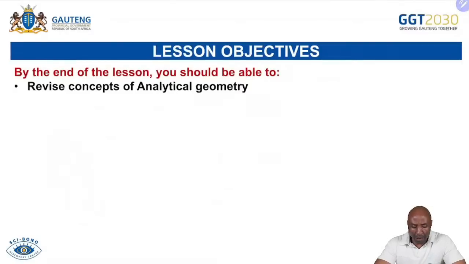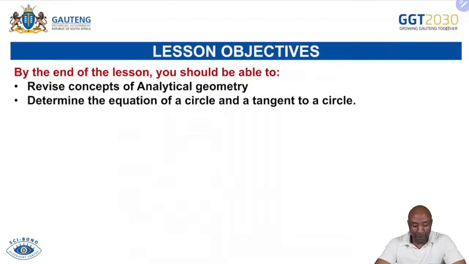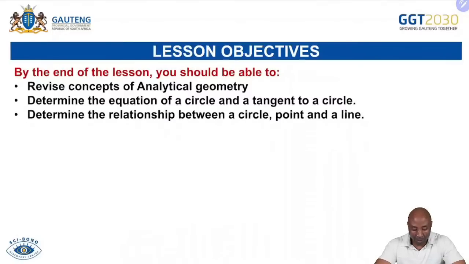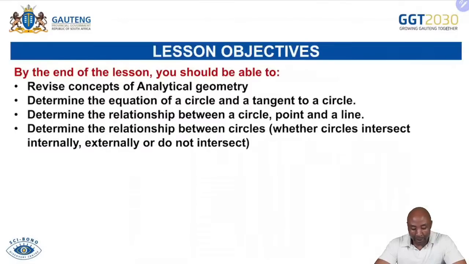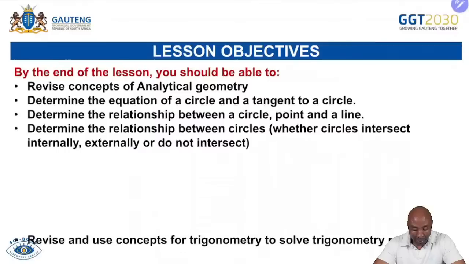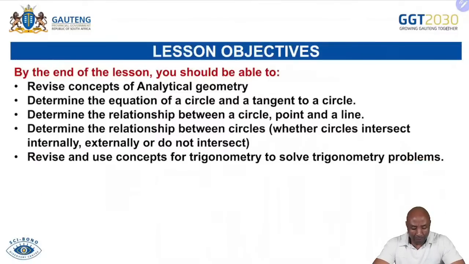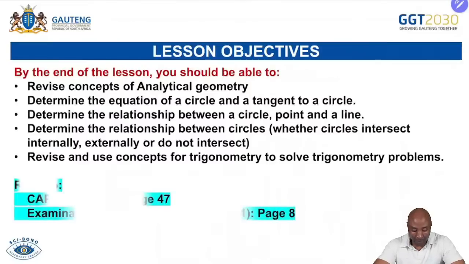Now, by the end of the lesson, you should be able to revise concepts of analytical geometry, determine the equation of a circle and a tangent to a circle, determine the relationship between a circle, a point, and a line. And we should be able to determine the relationship between circles, whether the circles intersect internally, externally, or do not intersect. We should revise and use concepts of trigonometry to solve trigonometry problems.